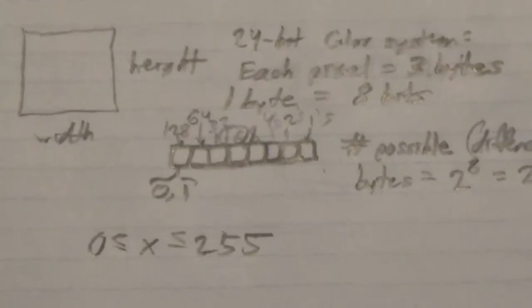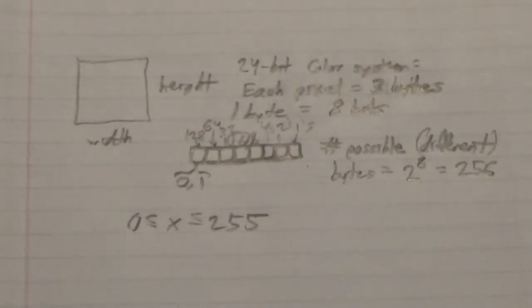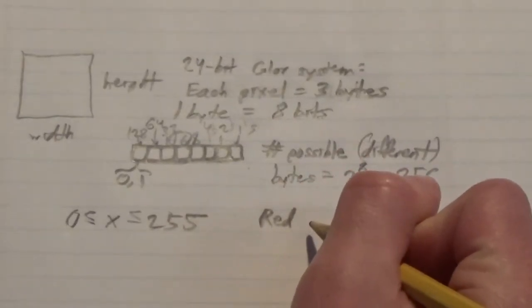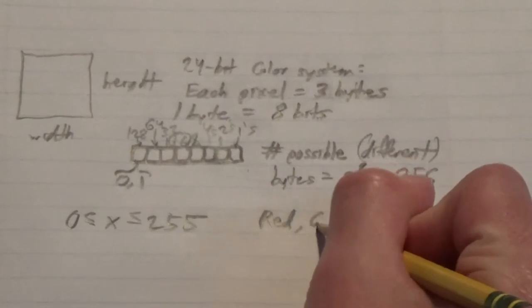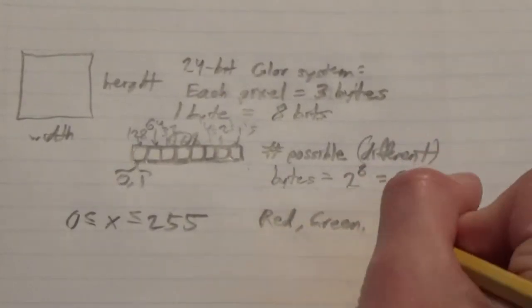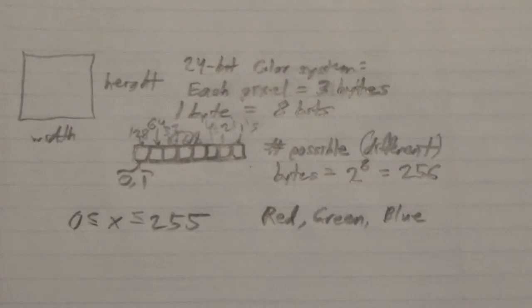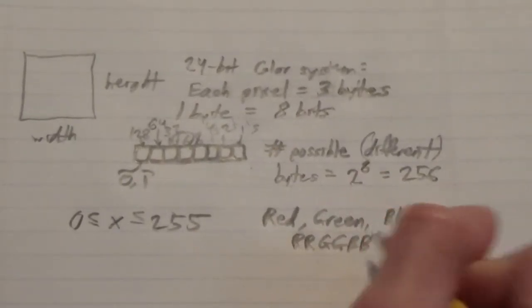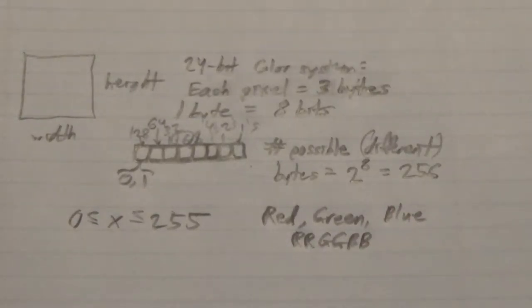Now, the reason we have 3 of these bytes making up 1 individual pixel is because we use 1 byte to represent the red component in a pixel, another for the green component, and another for blue. You'll very often see this as RRGGBB notation for a color, and this is considered the 24-bit color system, where we can have any number up to 255 of each color. And it's a very, very commonly used system, believe it or not.